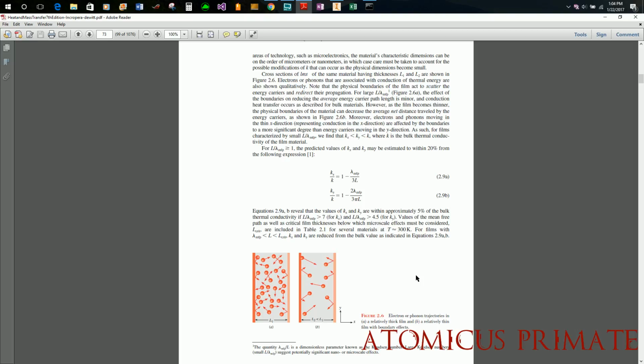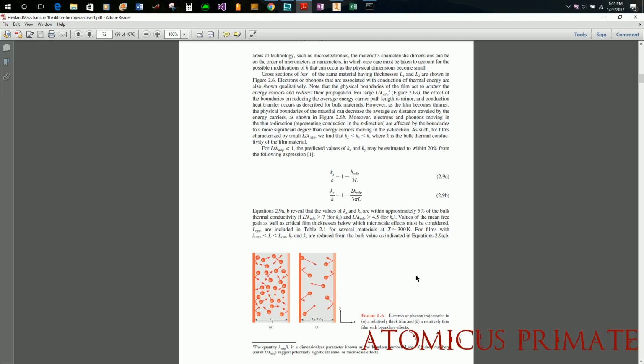Equations 2.9a and b reveal that the values of K sub x and K sub y are within approximately 5% of the bulk thermal conductivity if L over lambda MFP is greater than 7 for K sub x and L over lambda MFP is greater than 4.5 for K sub y. Values of the mean free path, as well as critical film thicknesses below which microscale effects must be considered, L crit, are included in Table 2.1 for several materials at T around 300 kelvins.